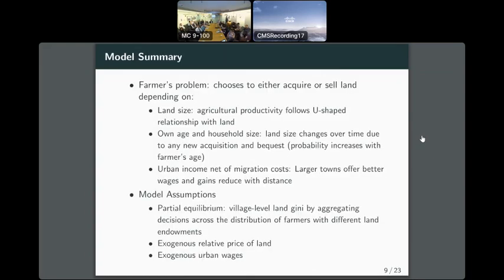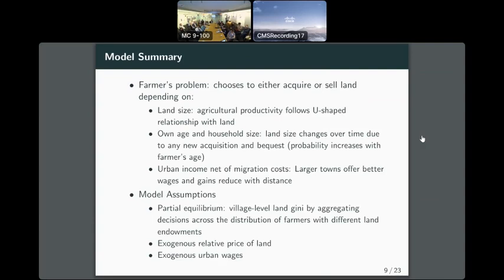Okay, so with these three patterns, we're like, okay, what could be going on, right? Because at the end of the day, what you do with your farm, and whether you want to continue in your farm or move out to an urban area, is an individual choice problem. So we start with the farmer's problem, where the farmer can choose to either acquire more land or sell their land, downsize. And this depends on three things.